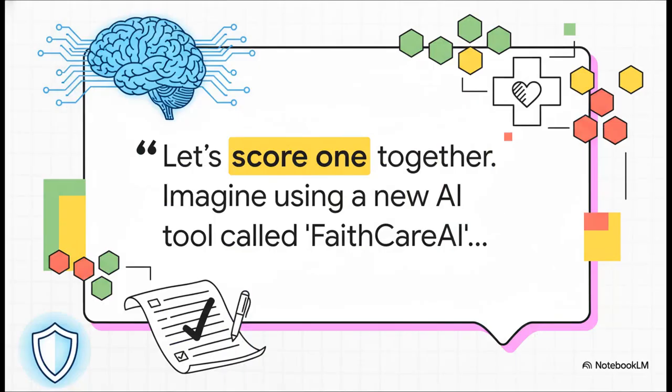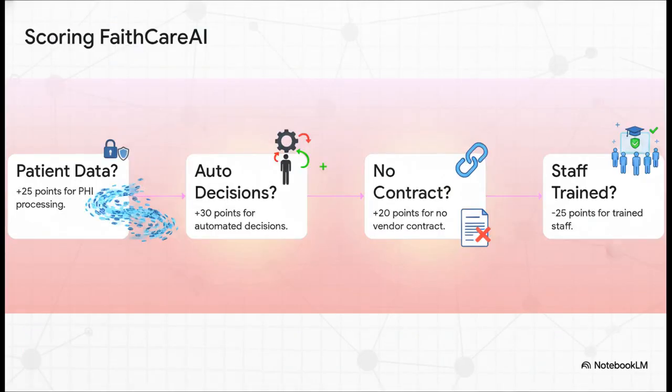Let's walk through one together. Imagine your clinic is using a new AI tool called FaithCare AI to help triage patient inquiries. How do we figure out its risk score? Well, we just walk through the ledger step by step. Okay, first question. Does FaithCare AI process patient data? Yes, it does, so we add 25 points for PHI. Second, does it make automated decisions? Yes, so we add another 30 points.